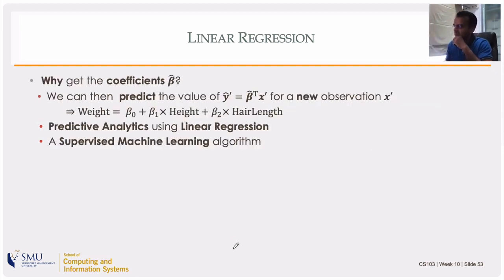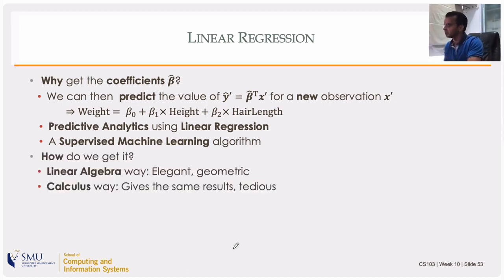So now you might ask, why are we doing this? Why do you want to get this model? What's the purpose of getting the parameters beta? Because once you have the model, you can predict a new weight. If a new person comes in, I don't have a weighing scale, but I only have ways of measuring the height and the length of hair. Once I have the model, I can predict what the weight is going to be. And this is basically the basis of predictive analytics using linear regression. It's a supervised machine learning algorithm because we have labeled training data.